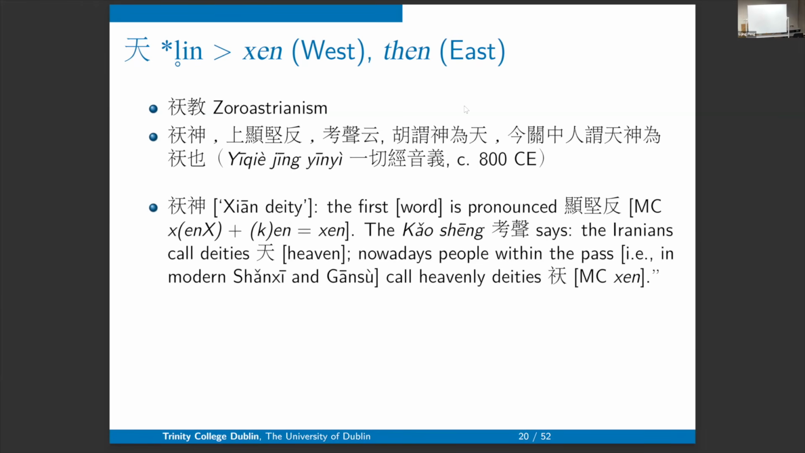And then this is what you were talking about. So it's the Zoroastrians, yeah. The Zoroastrians worship the sky. Yeah? So the first word is pronounced and. The Kaohsiung says the Iranians call heaven, they call deities heaven. Yeah, today, within the past, that is, in this area, they call it Shen. Yeah, okay, so quite explicit evidence. Yeah. Okay.